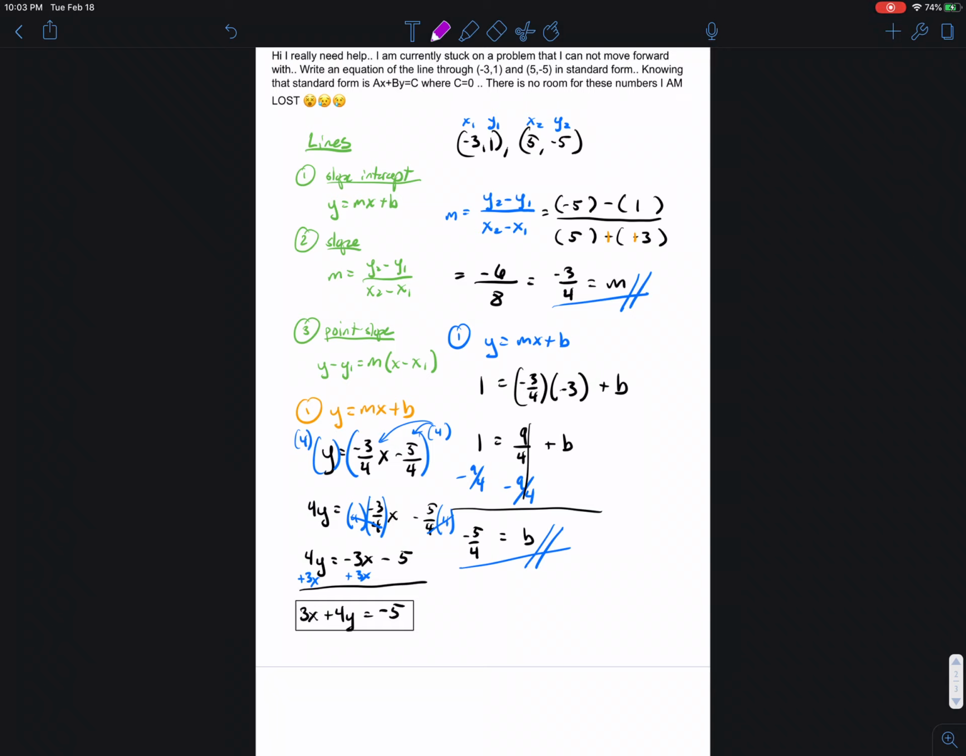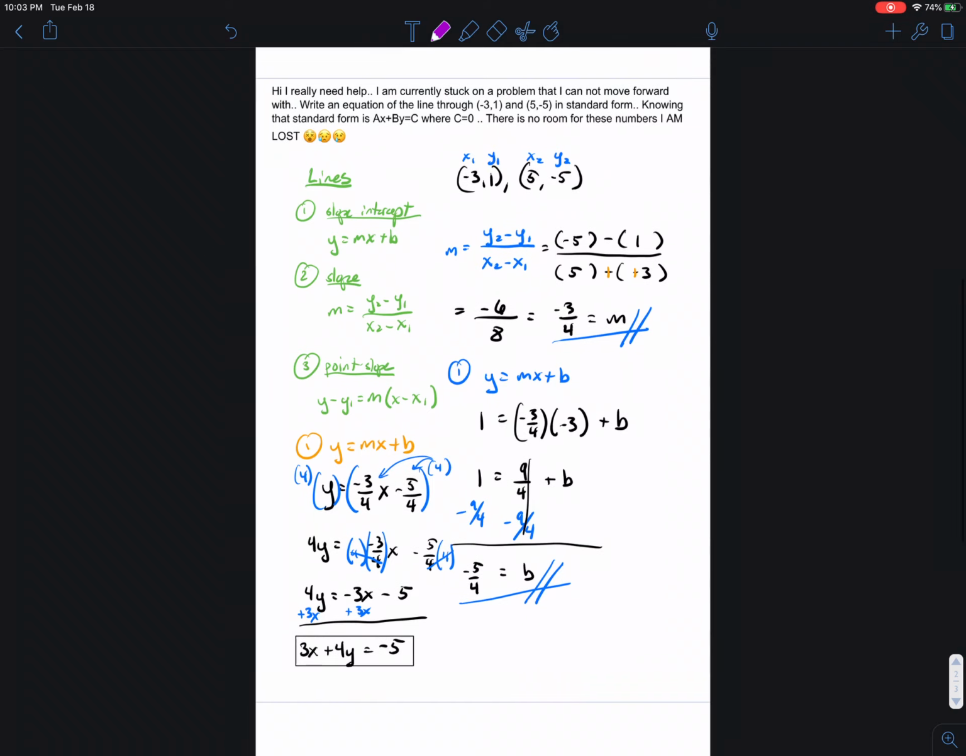So then 3 times negative 3 is negative 9, plus 4 is indeed negative 5. 15 minus 20 is indeed negative 5. So those x and y's both work in this equation, okay? So that's how I would do that. Hopefully that wasn't too fast, and hopefully it wasn't too all over the place. I tried to give you what I felt like you needed.